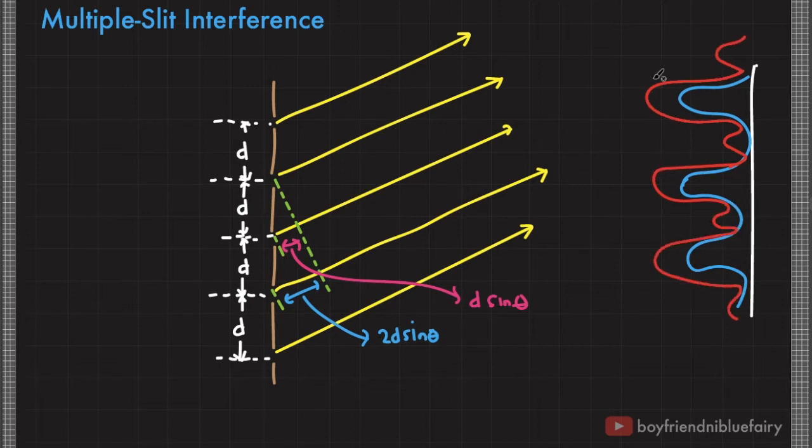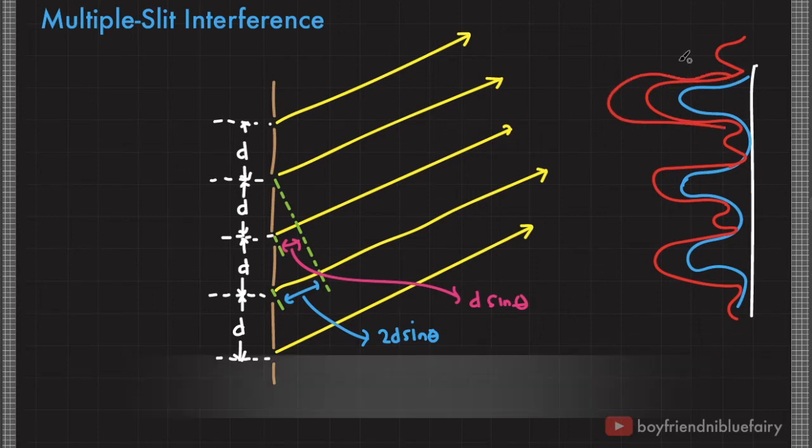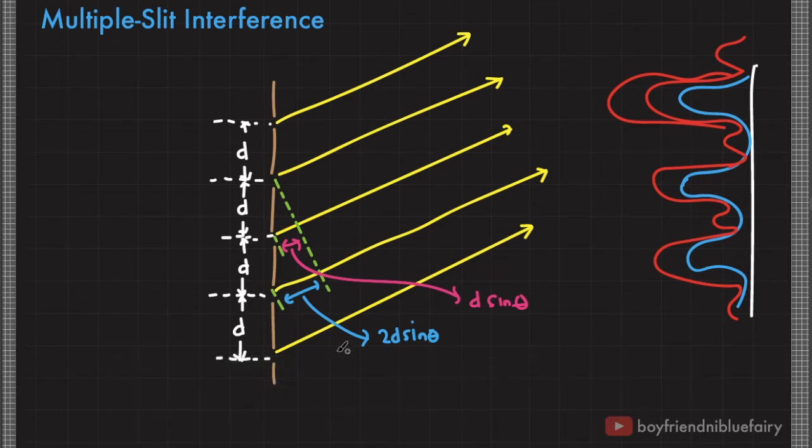Aside from having principal maxima, we also have what we call secondary maxima. And in between the principal maxima and secondary maxima is a dark region. So when we are considering multiple-slit interference, there will be a presence of principal maxima and secondary maxima, and in between them is a dark region or dark fringe. And when you increase the number of slits, the amplitude of the principal maxima increases because there are more slits reinforcing or producing a constructive interference relative to each ray.